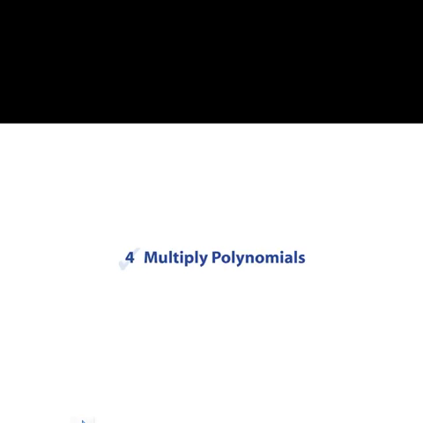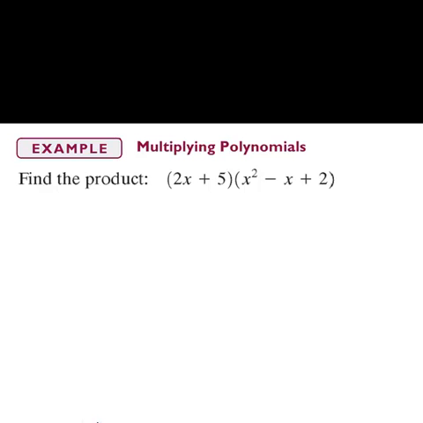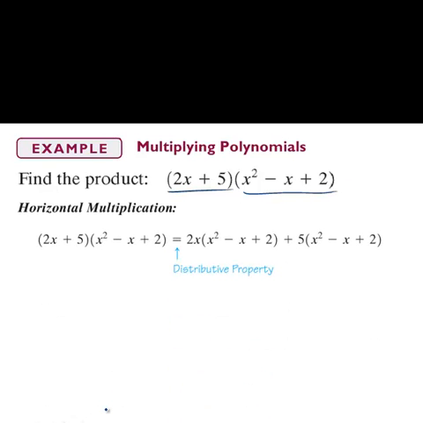Moving along here. Let's review how to multiply polynomials. Take one polynomial times another. And folks, all you're really doing is just using the distributive property. So for example, 2x plus 5 times x squared minus x plus 2. Well, you can take the x squared minus x plus 2 and distribute that to the 2x and the 5, or you could take the 2x plus 5 and distribute that to the x squared and the negative x and the 2. Either way works perfectly fine.